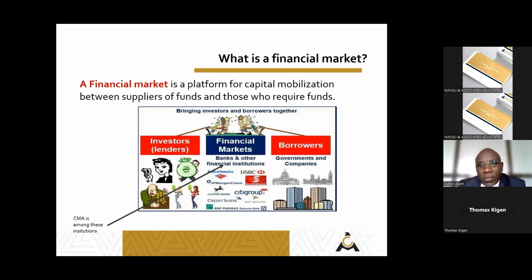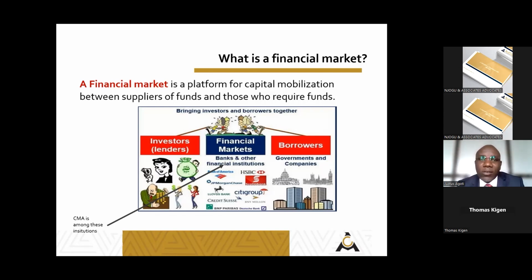Then, of course, there is the borrower side: those entities, organizations, and individuals that require the funds from you. Now, in order for them to get those funds, there has to be a process. There has to be a rule, or can I call them rules of the game. Now, financial markets are very broad.